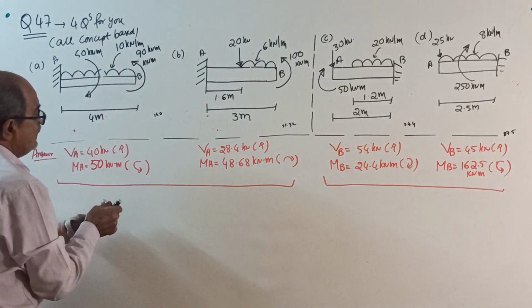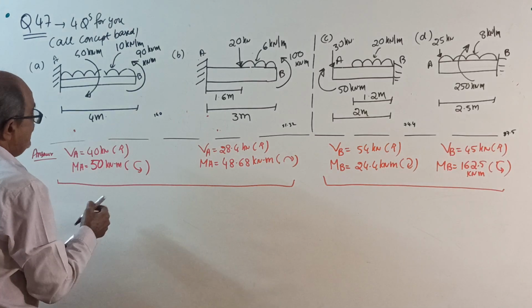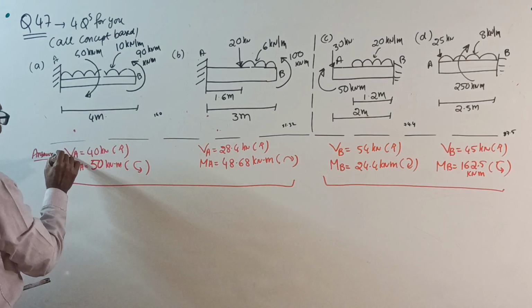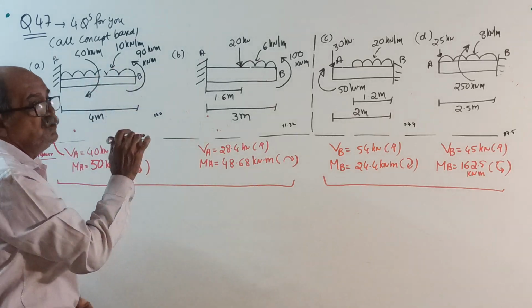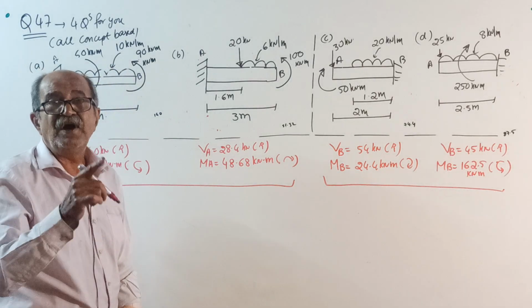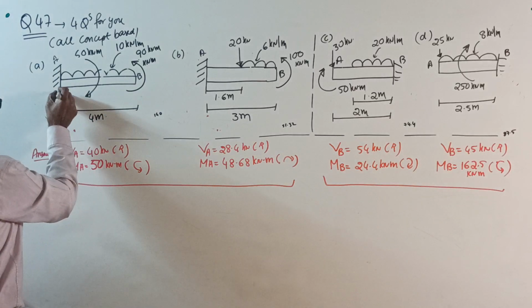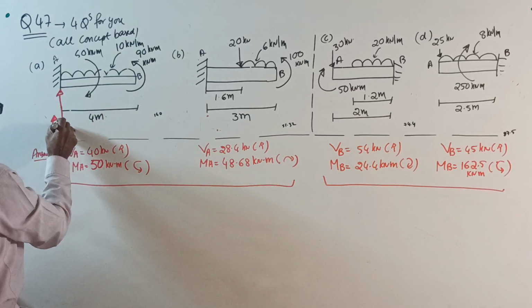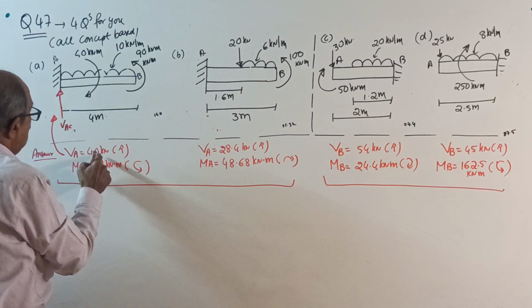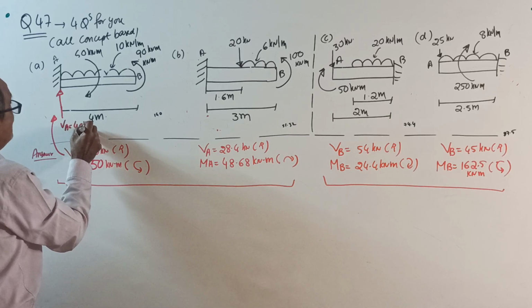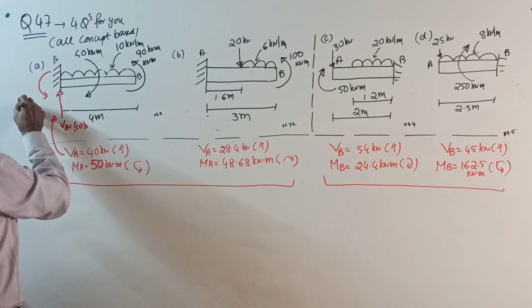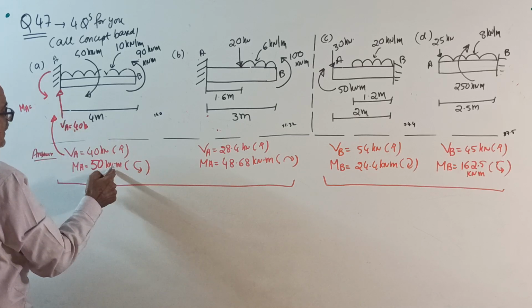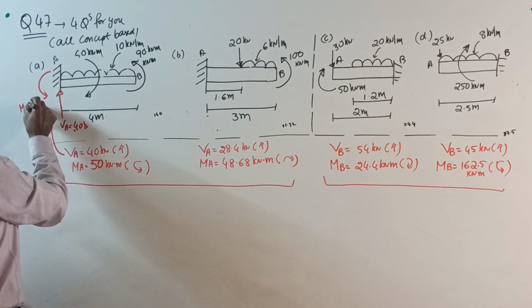Once you get the answer, I will write here the final answer. After everything is over and you get the answer, then make the final entry. Don't see it in the beginning. Final answer is VA equal to 40 kilonewton, MA is anti-clockwise of 50 kilonewton meter.